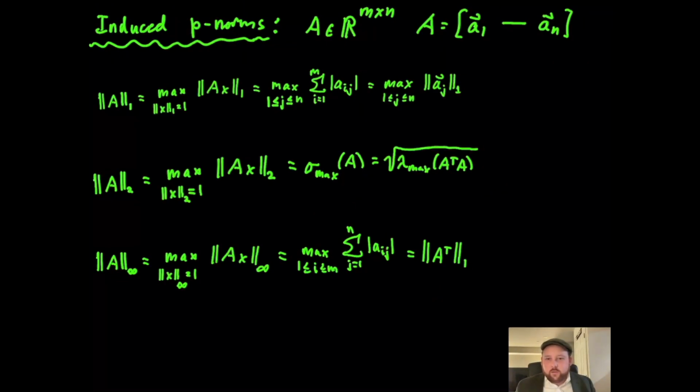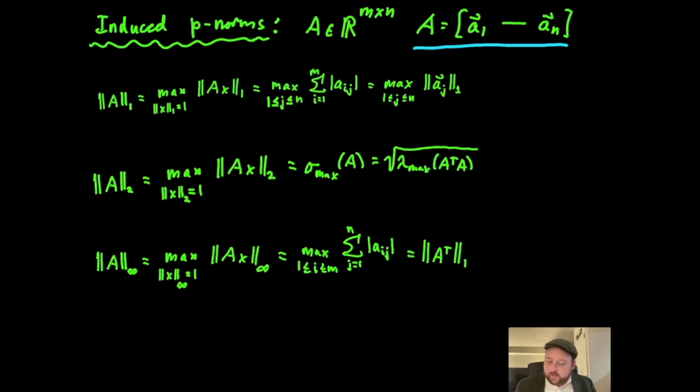So we just talked about induced matrix norms, and so you might ask what matrix norms are induced by the vector p norms that we talked about in the last video. And here I'm going to let A be an m by n matrix. I'm going to partition its columns, so A1 through An are the column vectors of A.